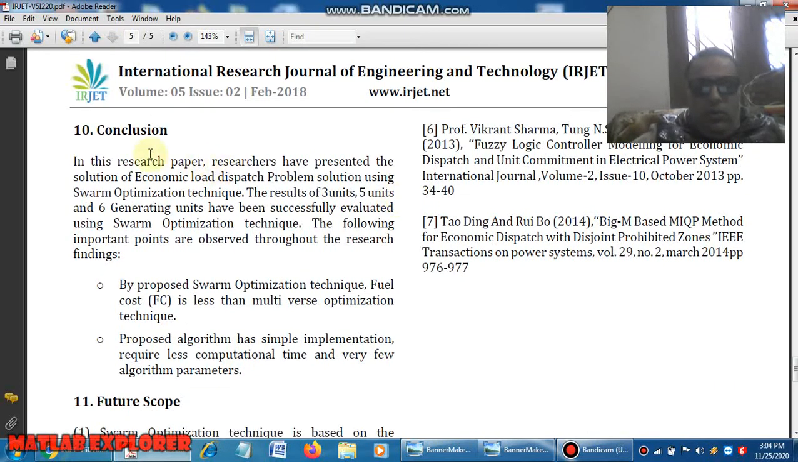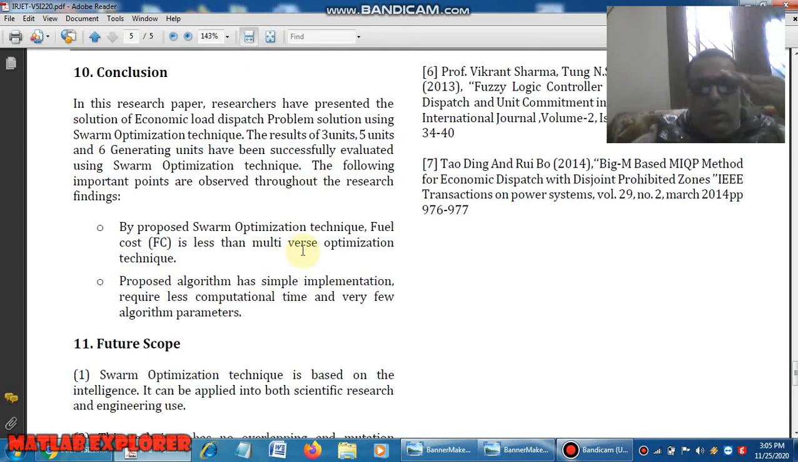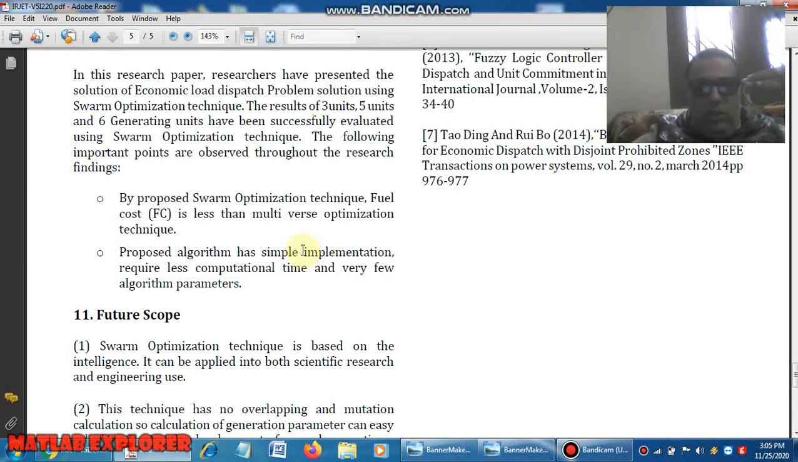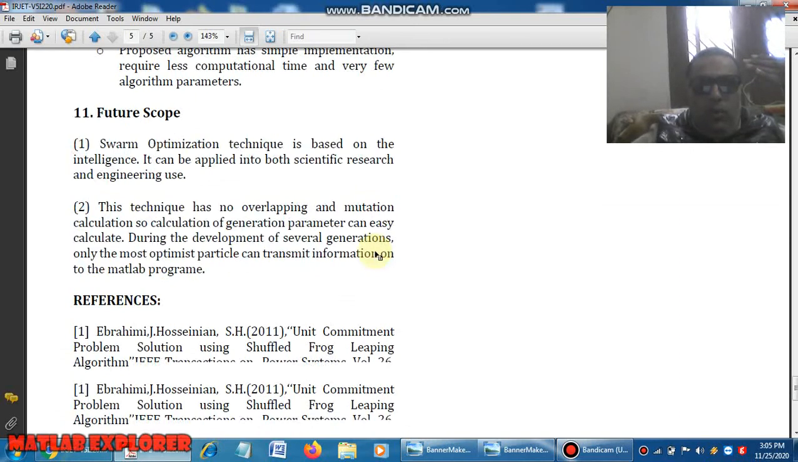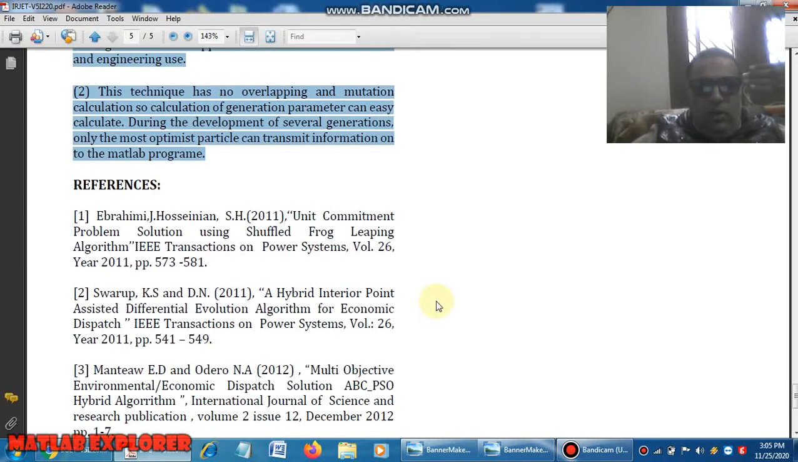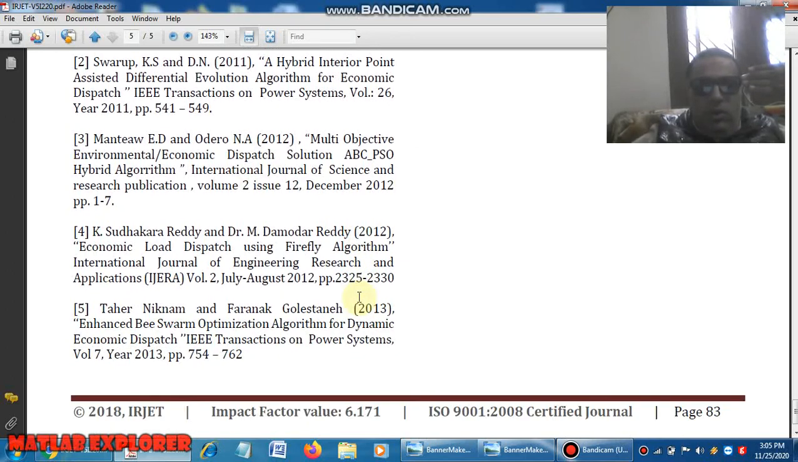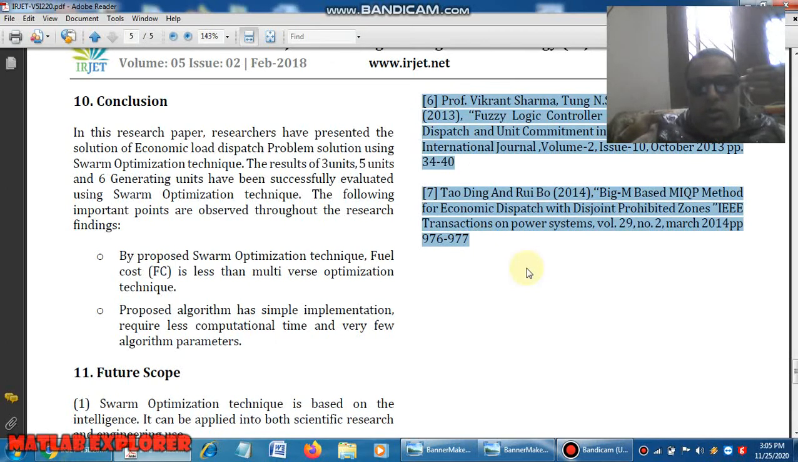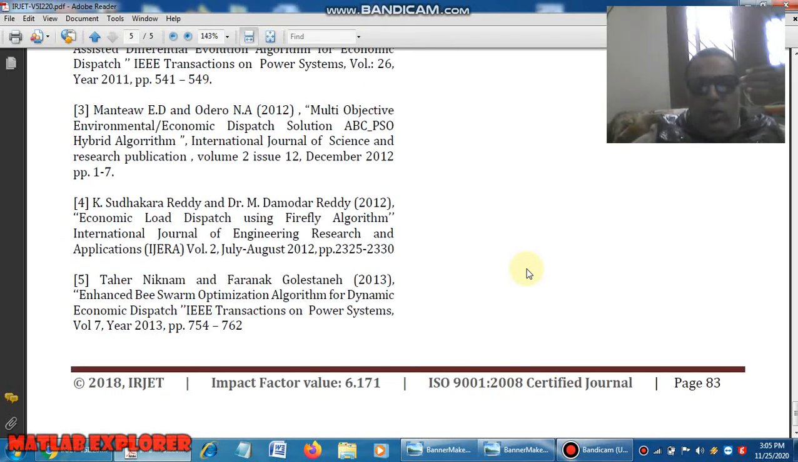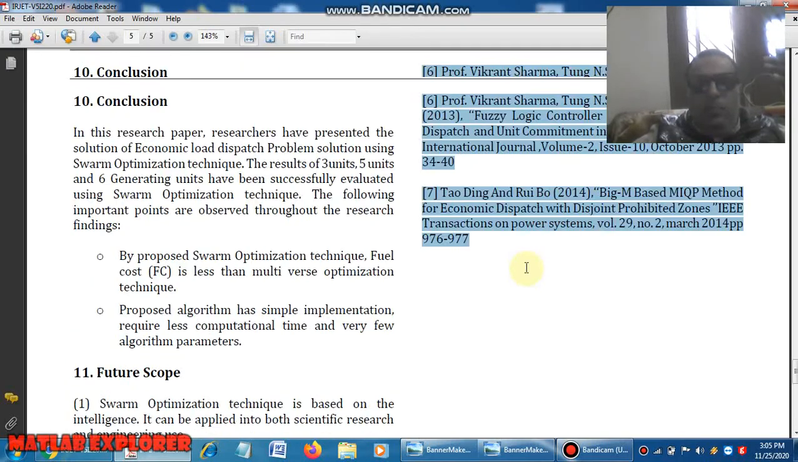Then you can conclude here. You share your conclusion, like by proposing the swarm optimization technique, fuel cost is less than with the multiverse optimization technique. So you will conclude that your suggested technique is better as compared to other techniques. This is the future scope. You can further suggest what can be done on this problem or on your suggested technique. These are the references. References must be in the format of the journal or the conference. So this is how you read a paper or write a paper.